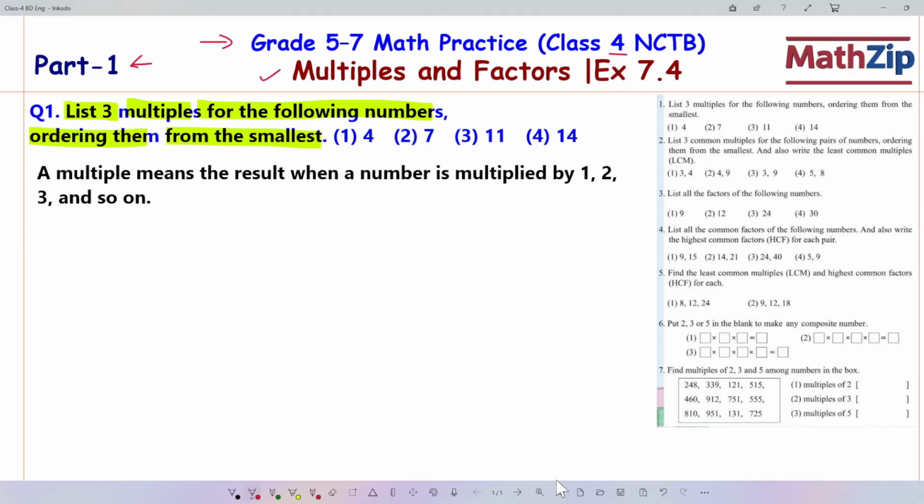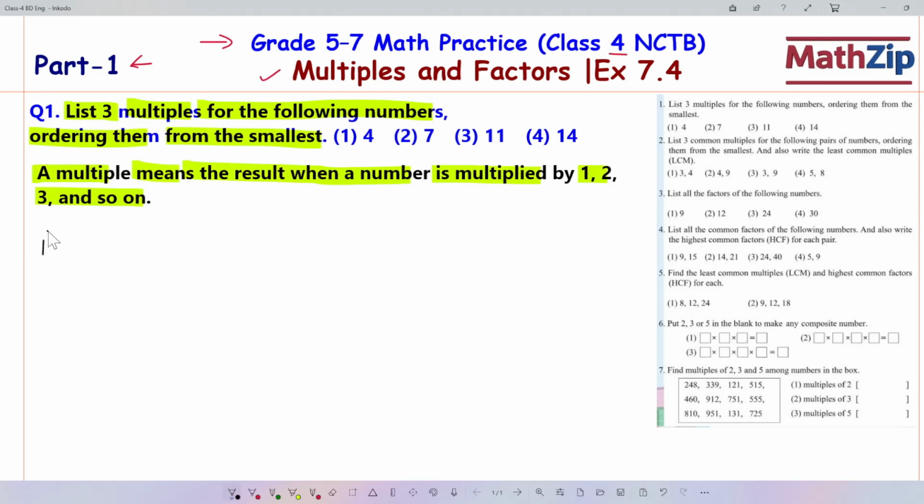So let's get started. First, we have to know what a multiple is. A multiple means the result when a number is multiplied by 1, 2, 3 and so on. So here: list three multiples for the following numbers.